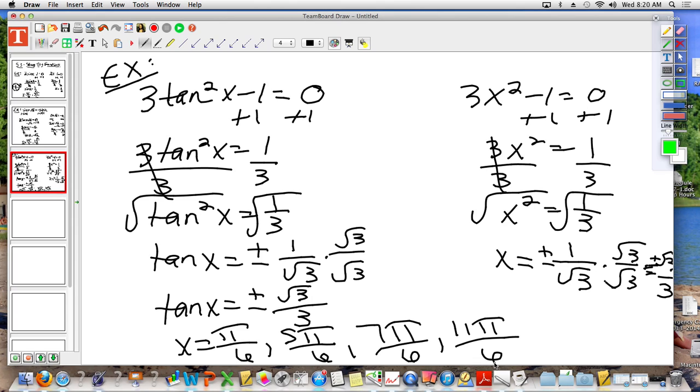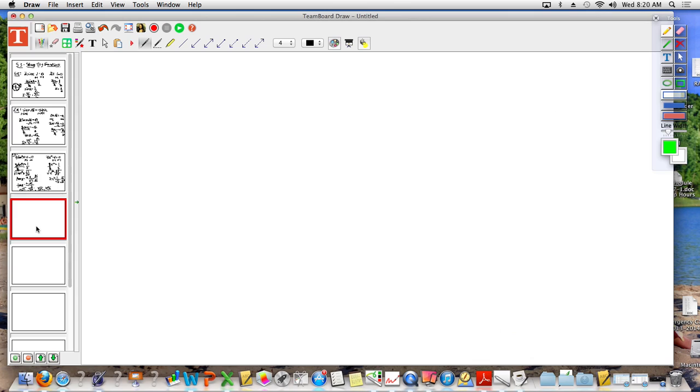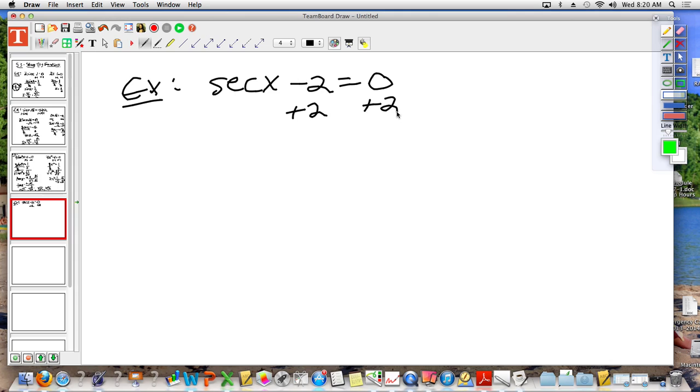Let's do a few. I'm going to pick and choose which ones we're going to do. I have a whole bunch of examples here. We don't think we need to do them all. So let's try this one. We have the secant of x minus 2 equals 0. I am not going to do the algebra steps on the right hand side because this is pretty much a one stepper. So we have the secant of x is equal to 2.